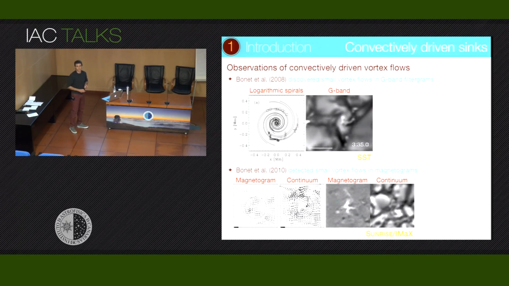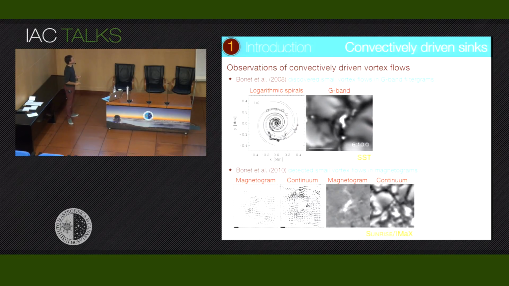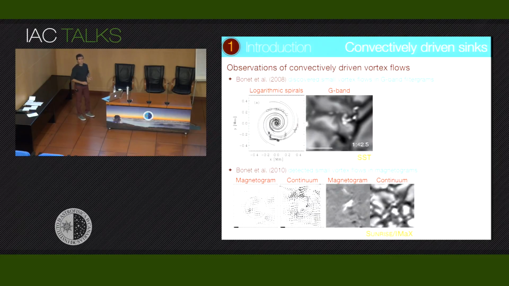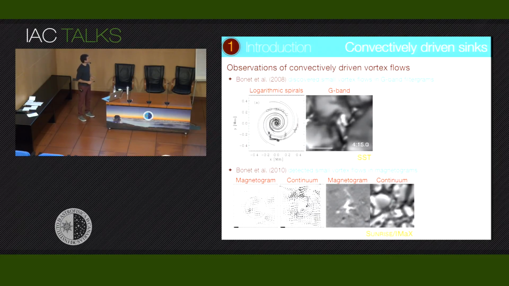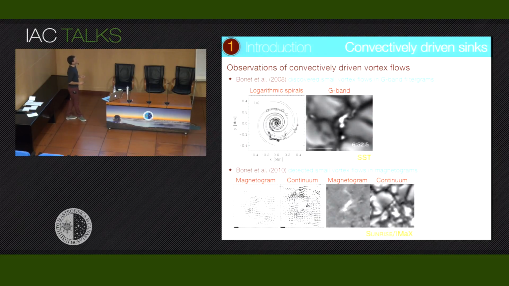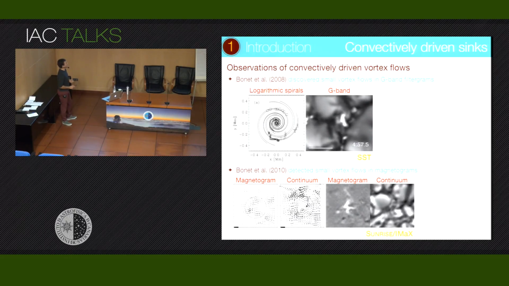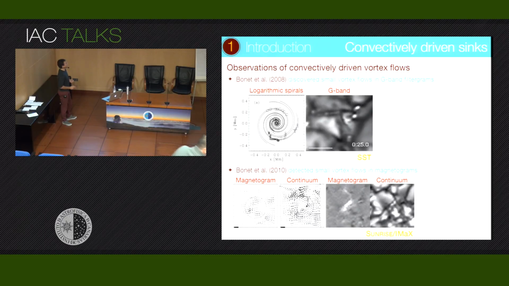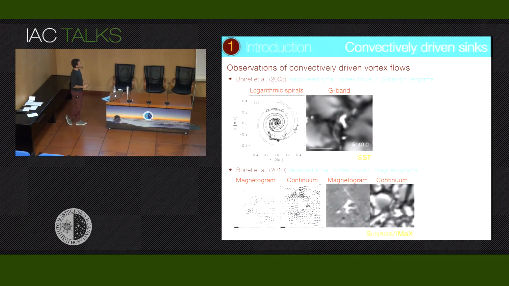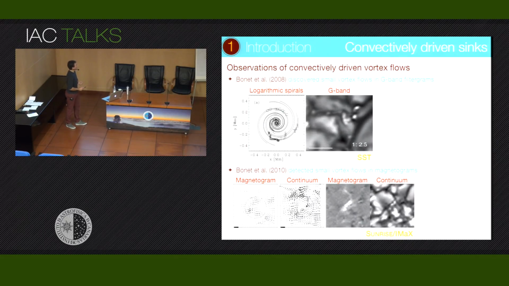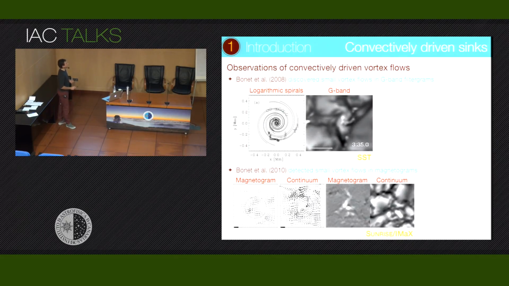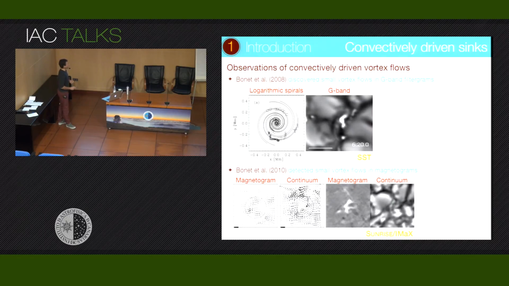Later, the same authors found that this kind of vortex flow can also be detected in magnetograms. Here I show an example of one of those vortices that we can also see in this magnetogram. We can check that this structure is rotating. This kind of vortex can also be observed in the continuum intensity image and, of course, in the related horizontal velocity maps.